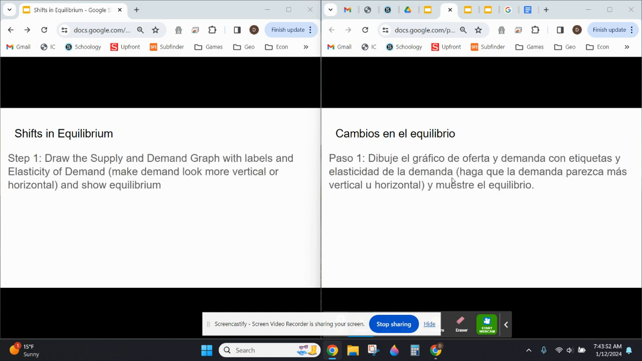These are the steps we're going to take when given a problem. First thing we need to do is draw the supply and demand graph with the labels of price and quantity, S1, D1. We need to make sure our demand line is vertical or horizontal depending on elasticity, and we need to show where equilibrium is.